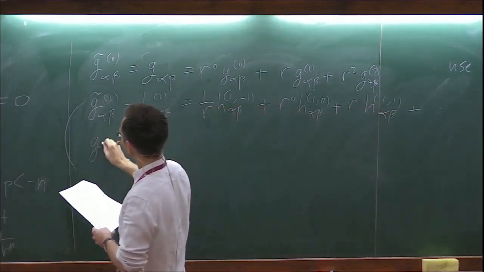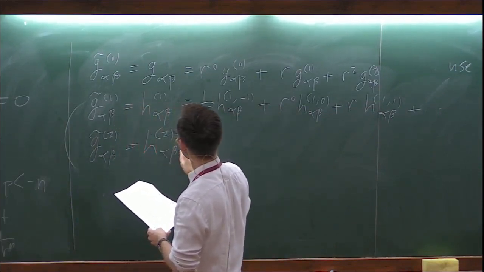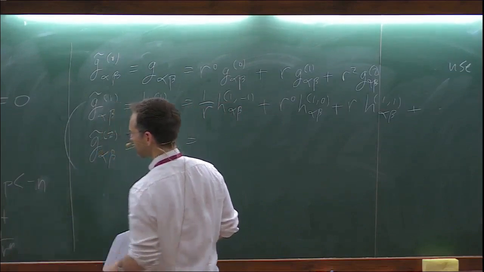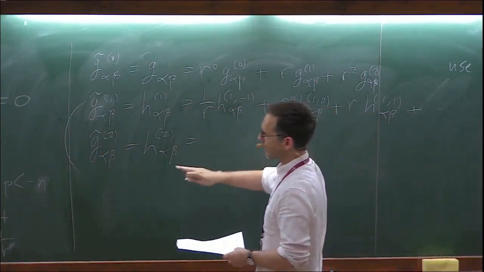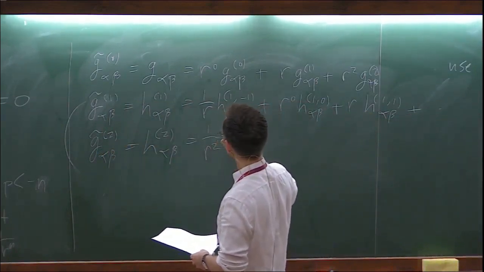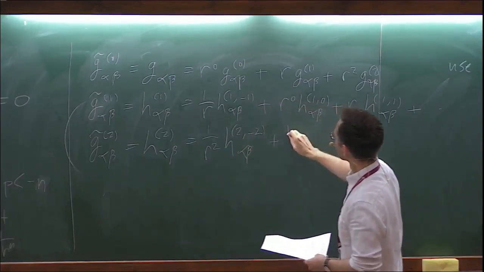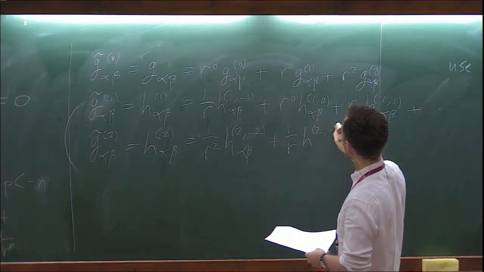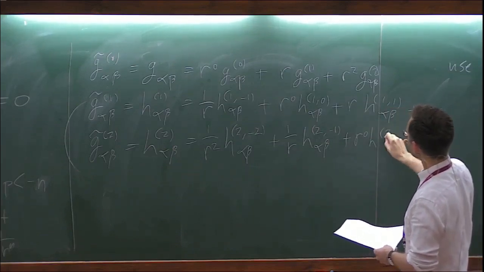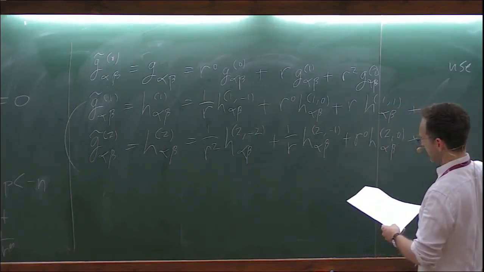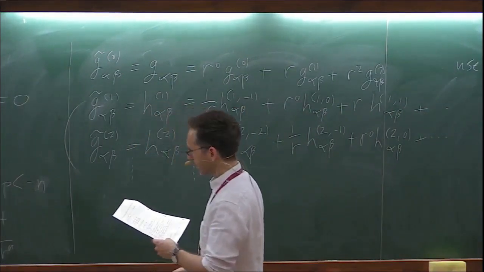And similarly, g tilde 2 is h2 alpha beta. And this is telling us that the most singular power in r is 1 over r squared, because n equals 2. So we have 1 over r squared, h2 minus 2 alpha beta, plus 1 over r, h2 minus 1 alpha beta, plus r to the 0, h2, 0, and so forth. And then you go down to an arbitrary term.